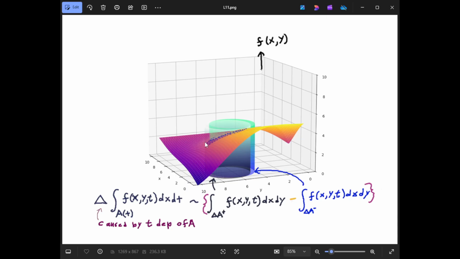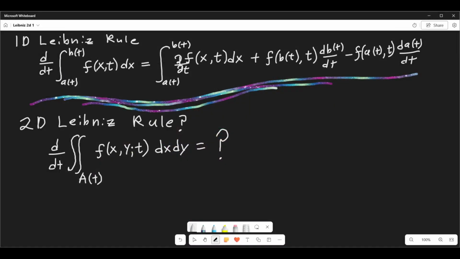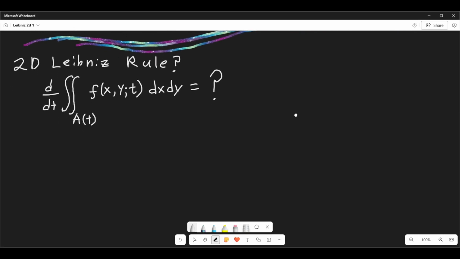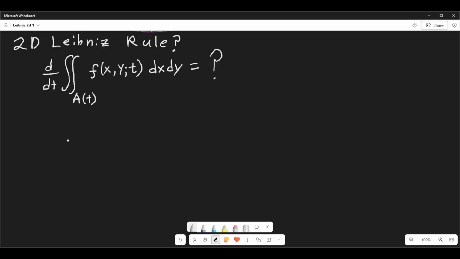So basically the next step is to look at what's going on underneath that. So go back to the whiteboard. So the 2D Leibniz Rule. So basically what's going on is there's going to be some kind of shape.